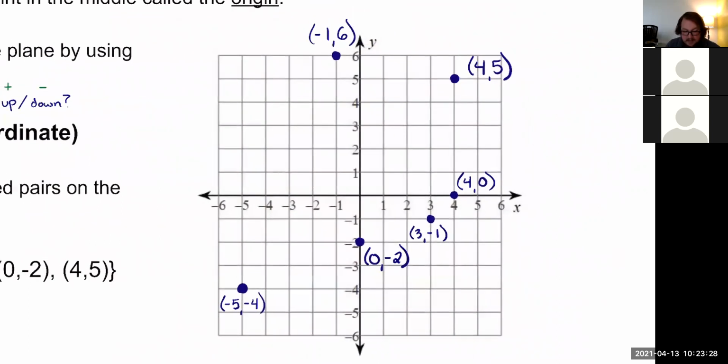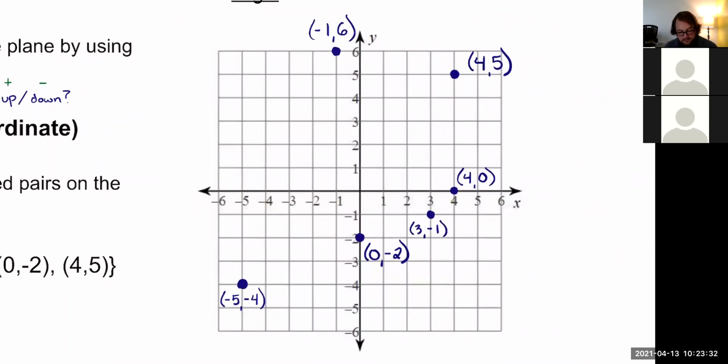Did we have any point on the x-axis at the very beginning of our notes today? Did we have any point on the x-axis of our very first coordinate plane today? Where was it at? At 4, 0. Now let me ask you this. If you were to pick any point on the x-axis, what would they all have in common?